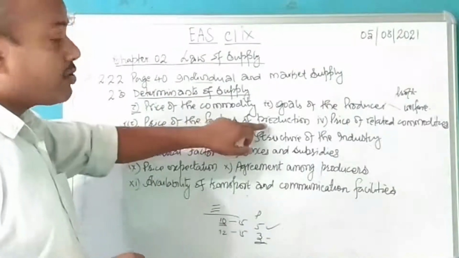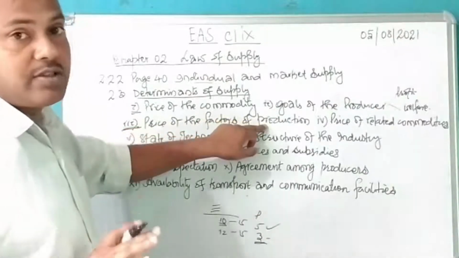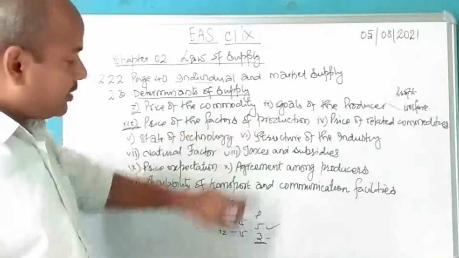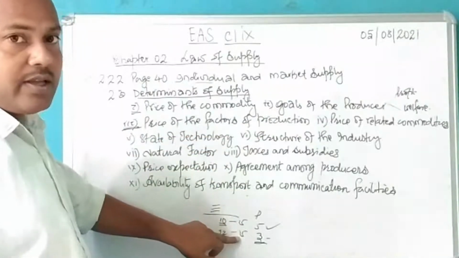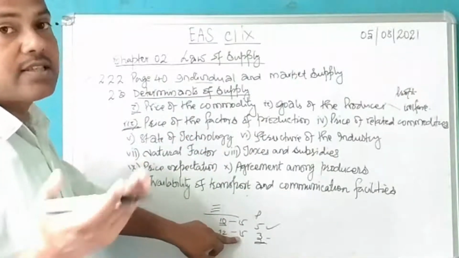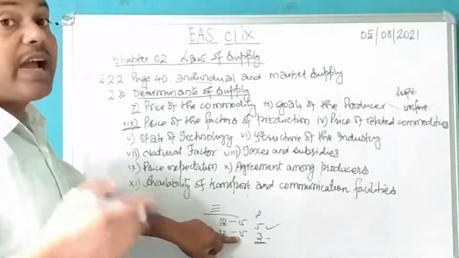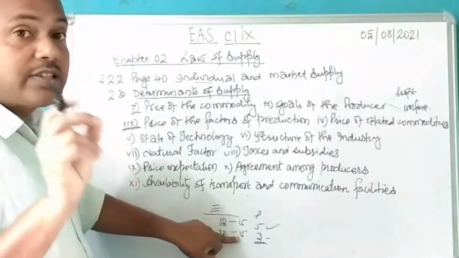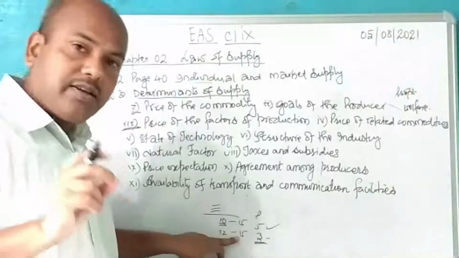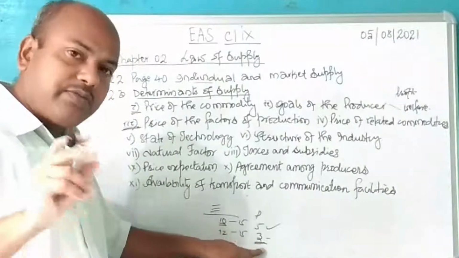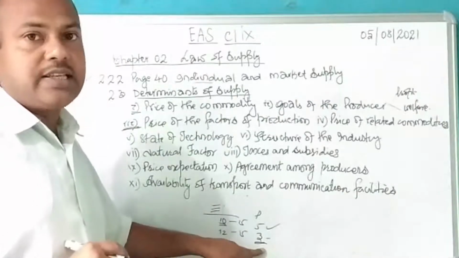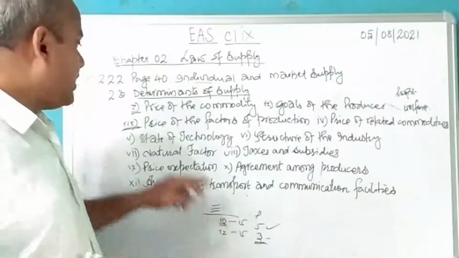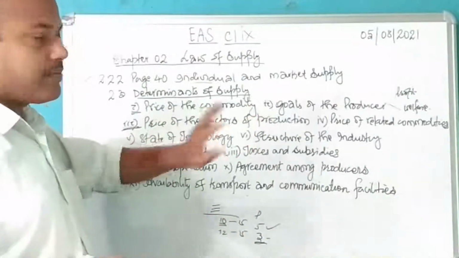Factors of production are those commodities which are required in order to produce a commodity. If they become cheaper, your selling price will remain the same, you will earn more, and hence the supply will increase. But if the price of the factors of production increases, that means the manufacturing cost has become expensive, the selling price will remain the same, and profit will decrease. In that case, you will be compelled to decrease your supply. So this is regarding the price of the factors of production.